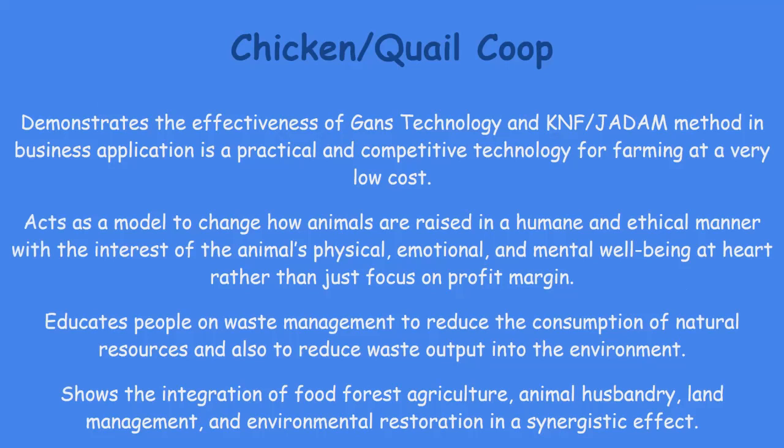The chicken and quail coop demonstrates the effectiveness of GANS technology and the KNF Vietnam method in business application. It is a practical and competitive technology for farming at a very low cost. It offers a model to change how animals are raised in a humane and ethical manner, with the animal's physical, emotional, and mental well-being at heart rather than just focusing on profit margin. It educates people on waste management to reduce the consumption of natural resources and reduce waste output into the environment. It shows the integration of food forest agriculture, animal husbandry, land management, and environmental restoration in a synergistic effect.